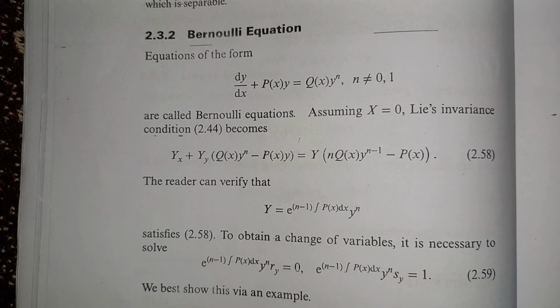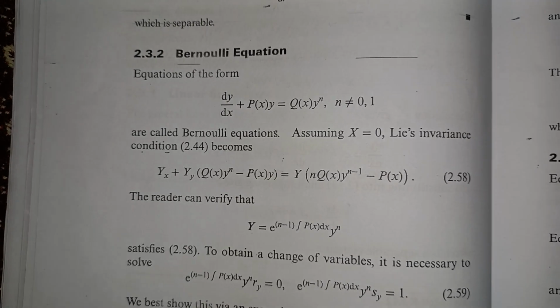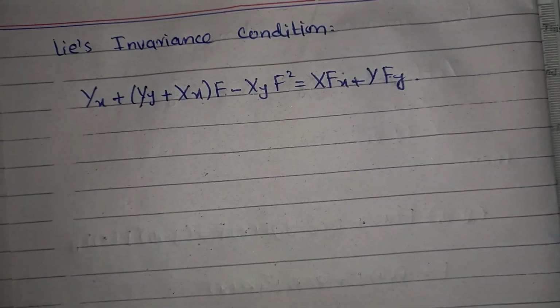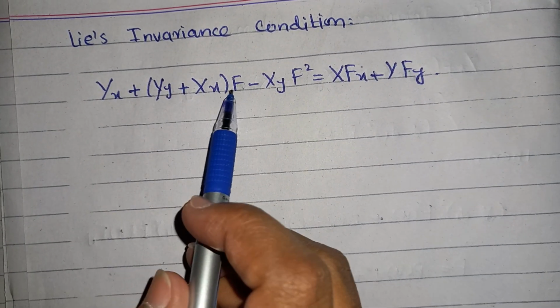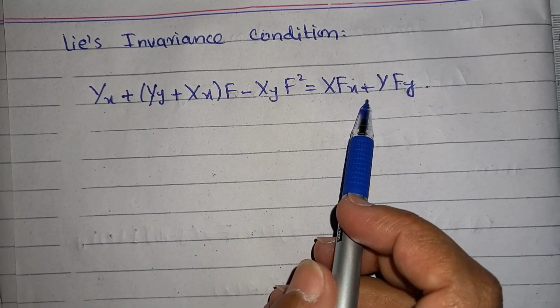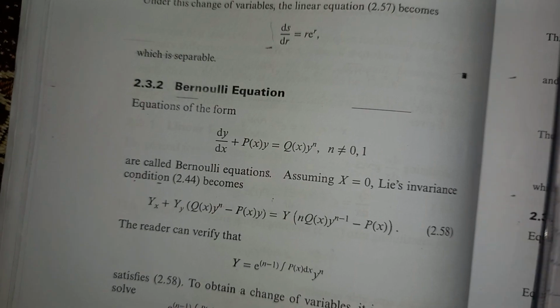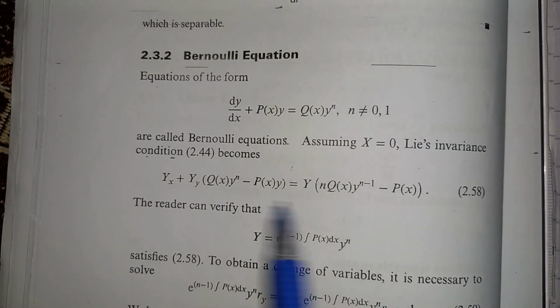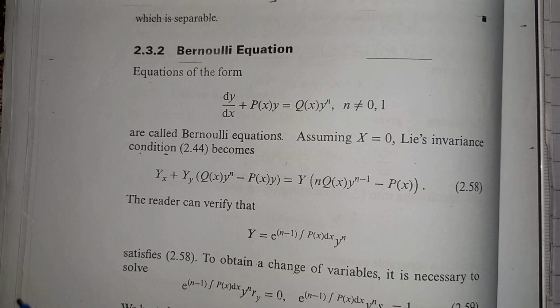One way of checking the invariance of a Bernoulli's equation is by using the linearized invariance condition, and that is given by this one: eta_x plus (eta_y minus xi_x) f minus xi_y f squared is equal to xi f_x plus eta f_y, that I have already proved in my previous videos. Now students, one way of finding the infinitesimals is by using the hit and trial rule.